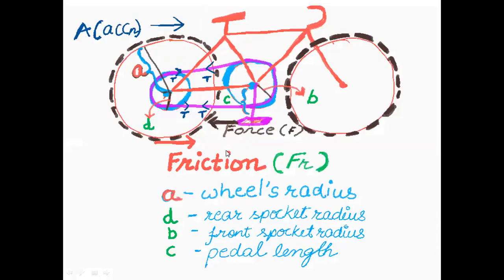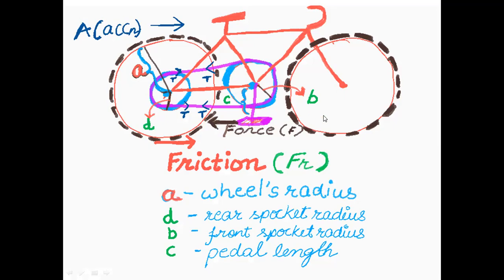Okay, so let's see. Here's the diagram which shows all the parameters. You can just check it. Just keep in mind that there is tension in the bicycle chain. Friction is acting in the forward direction, and force is acting in the backward direction. Another thing we have to consider is that we are not considering the friction in the front wheel, and that is because when you move the pedal, it is the rear wheel that responds to the movement of the pedal.